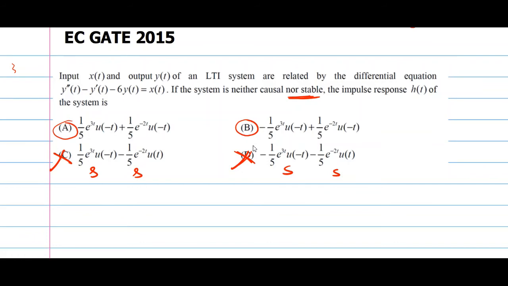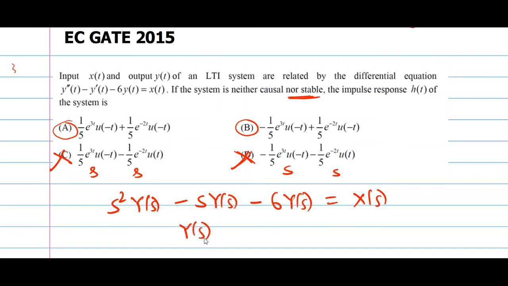Now let's try. So y double dash t, take its Laplace, so it becomes s square y of s minus y dash t, it has Laplace s y of s, minus 6y of t has Laplace 6y of s, equal to x of s. Okay, so you can take y of s common, so y of s upon x of s will be our transfer function, so it comes out as 1 upon s square minus s minus 6.